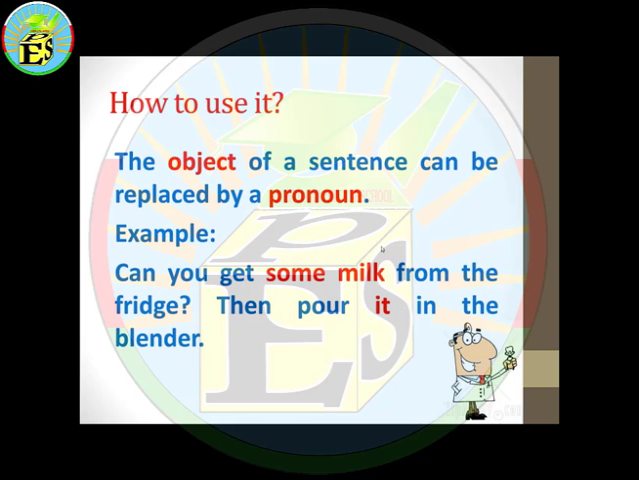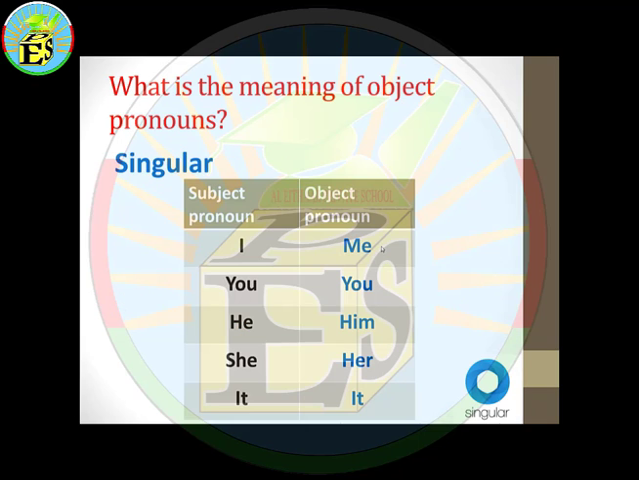Now we will learn the two main types of pronouns. We have singular pronouns and we have plural pronouns. And we will start with the singular. Look at the table here. We have two main columns. The first one is subject pronouns and the other one includes object pronouns. We must learn the subject pronouns to know the object pronouns. The object pronouns are the main focus for today's grammar rule.